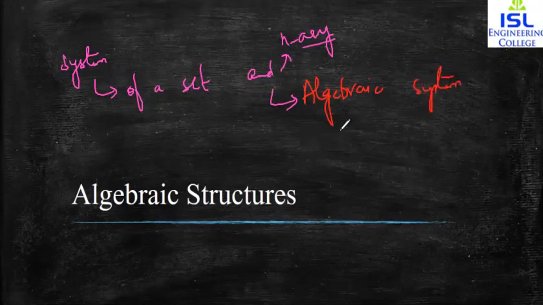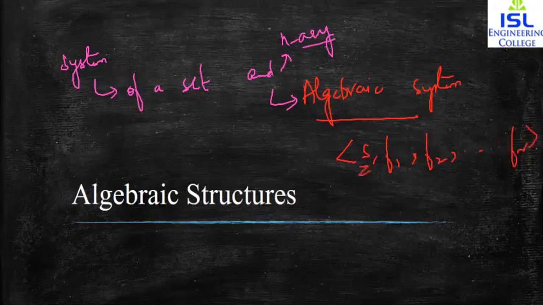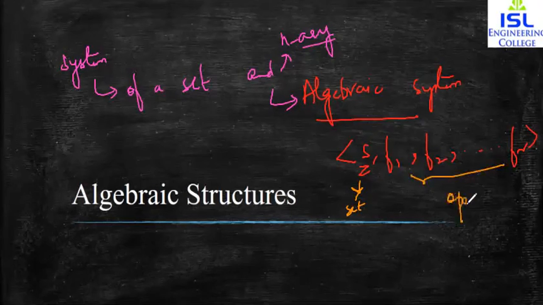This algebraic system can be denoted by a set S and all the operations that are being performed. F1, F2 denote the operations. So this is your set, where S is a non-empty set, and F1, F2, up to Fn are the operations on S.